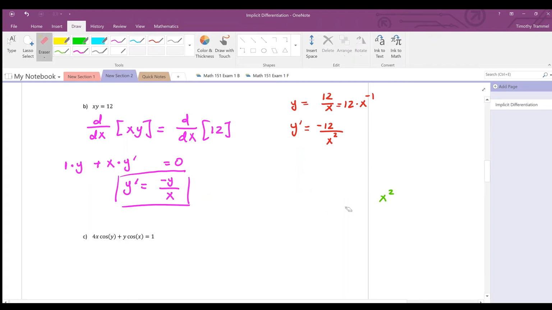Okay. Now, we won't always be able to do this. There will actually be equations that we'll start with that we won't be able to solve for y. Okay. And so implicit differentiation will be our only tool. Okay. We won't be able to do explicit differentiation. And we'll just have to accept that we have x's and y's in our derivative.